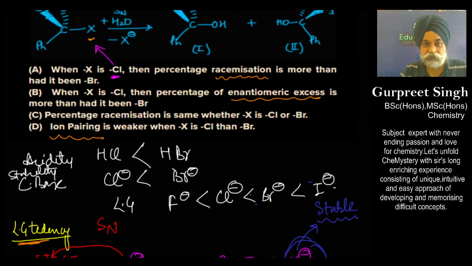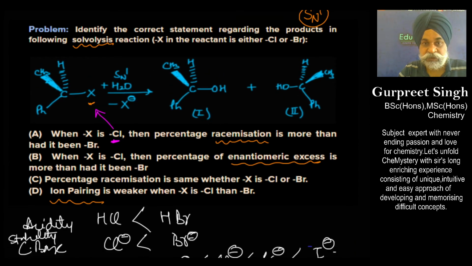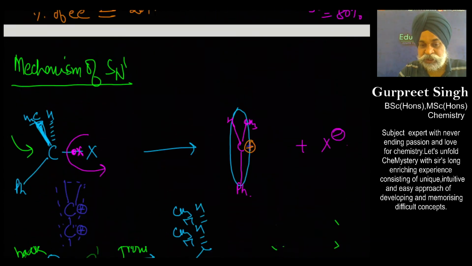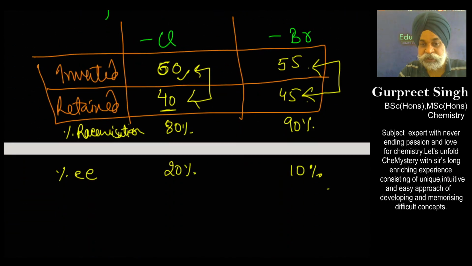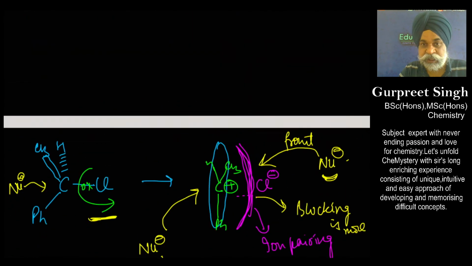Now see what the answer available to us would be. What is to be done in this question? Firstly, you need to understand that the question has asked for the correct statement. The first option says that when X is Cl, the percentage racemization is more compared to Br. This is a wrong statement, because in the case of Cl, the percentage racemization is less. It is 80%, and here it is 90%. You can take it like this.